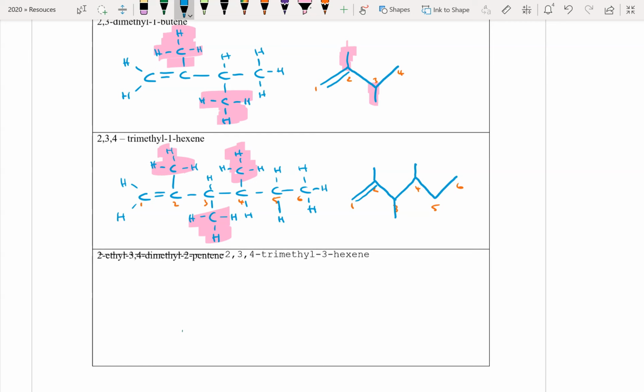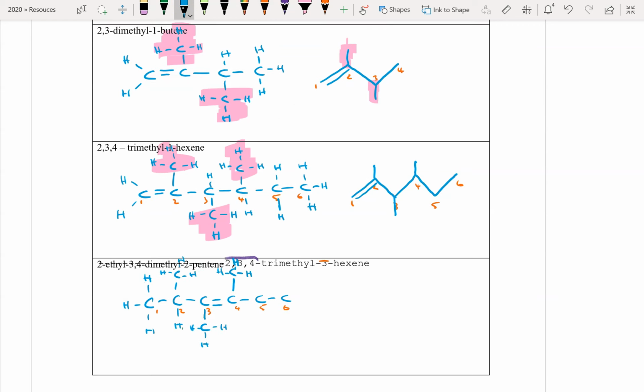3-hexene. So 2, 3, 4 trimethyl 3-hexene, or 2, 3, 4 trimethyl hex 3-ene. I'm going to do this one without talking about it. I just want you to see if you can follow along. So there is our 2, 3, 4 trimethyl 3-hexene. Now let's do it as the skeletal formula. Okay, it's on this side. And there we go. That's it in both forms.